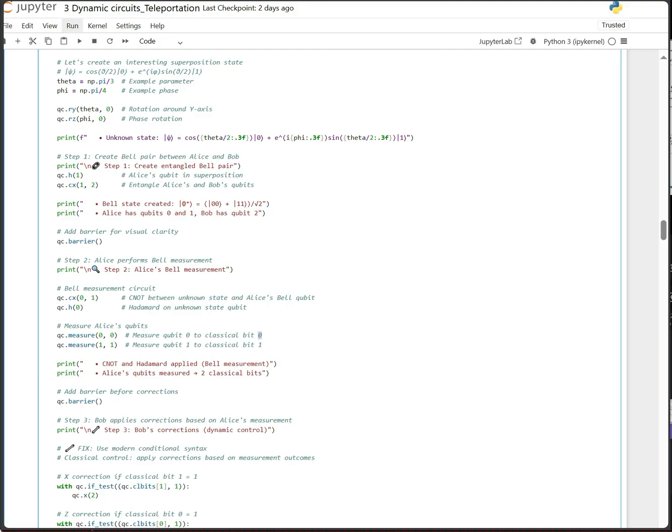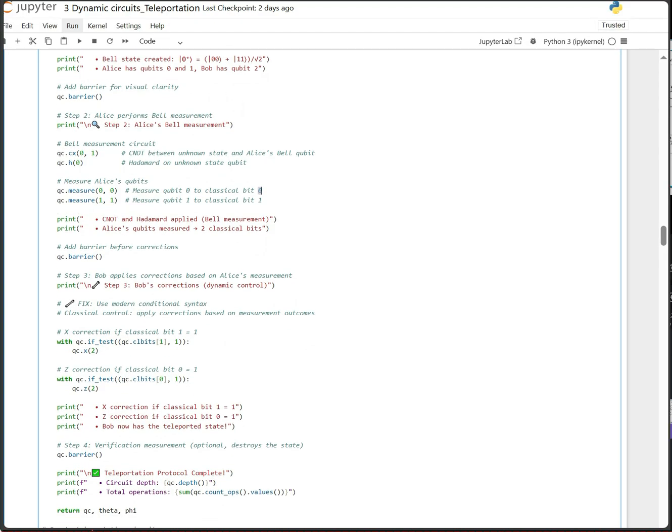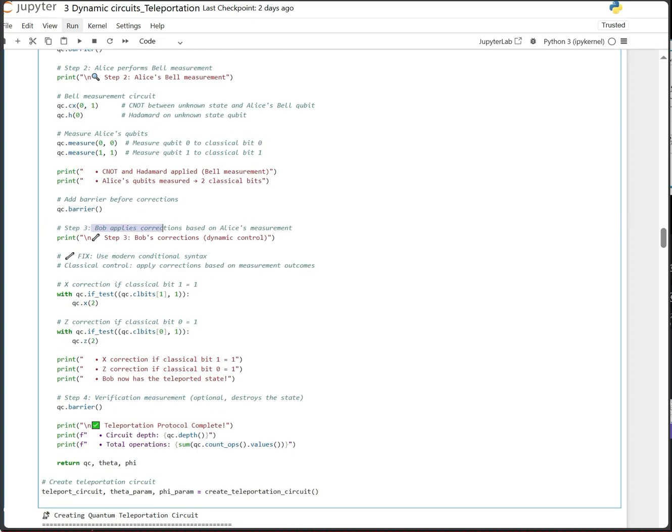The idea is that the CNOT and the Hadamard are applied to the Bell measurement before, right? And then Alice's qubits are stored into the classical bits. This is because now this information is sent to Bob, who has the second qubit, the one that is entangled, and he can apply a correction based on Alice's measurement. And this is the dynamic control, because he's still in the protocol, he's still processing the qubit, and he's going to receive some classical information that's going to activate some of the operations for him.